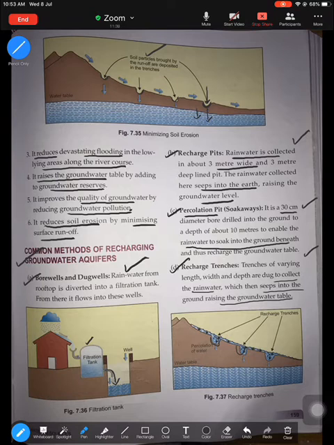All right, so that is it. We've learned about why we need to conserve water, the different reasons why water conservation must be done, and the different methods. Thank you.